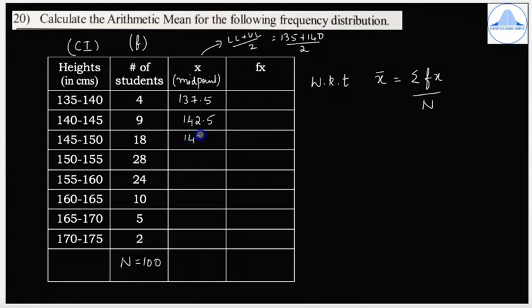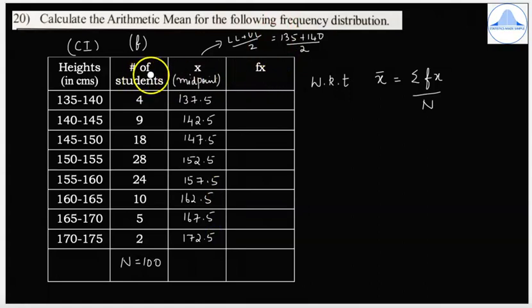142.5, 147.5, 152.5, 157.5, 162.5, 167.5, and 172.5. Then we just have one more column to form, that is fx.